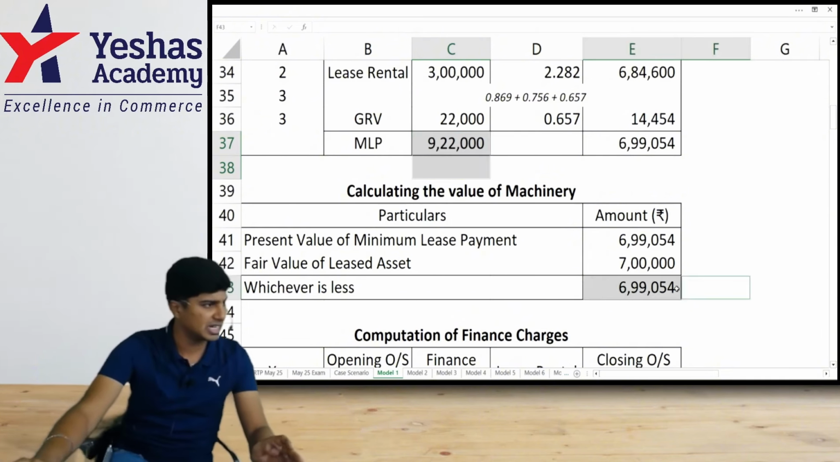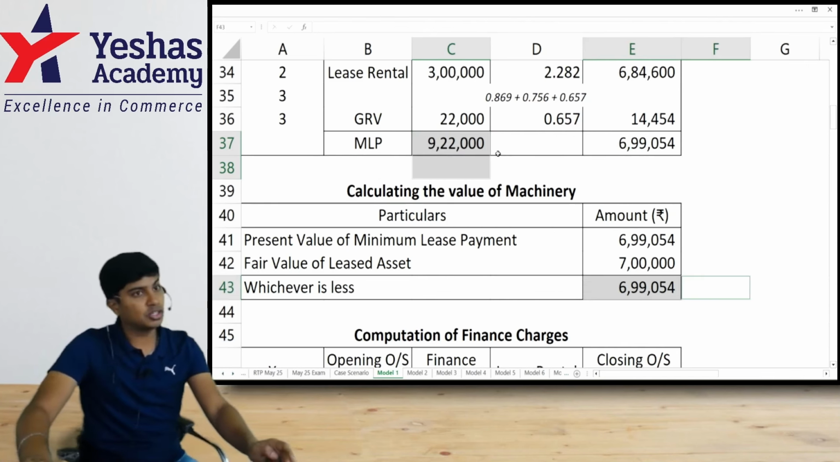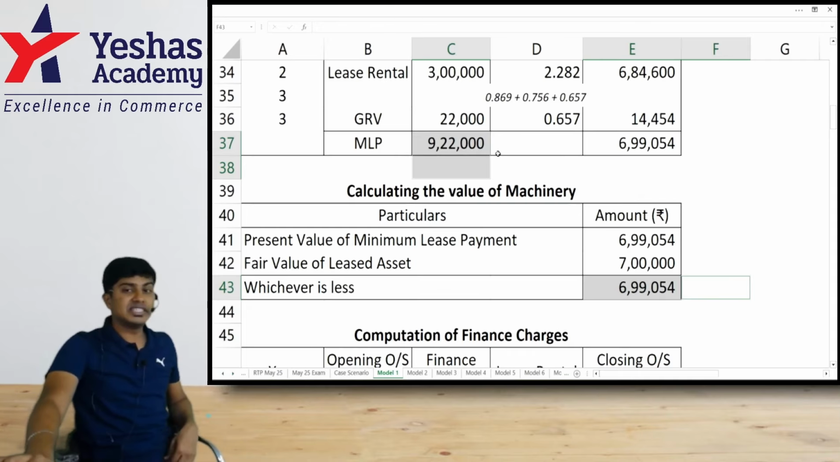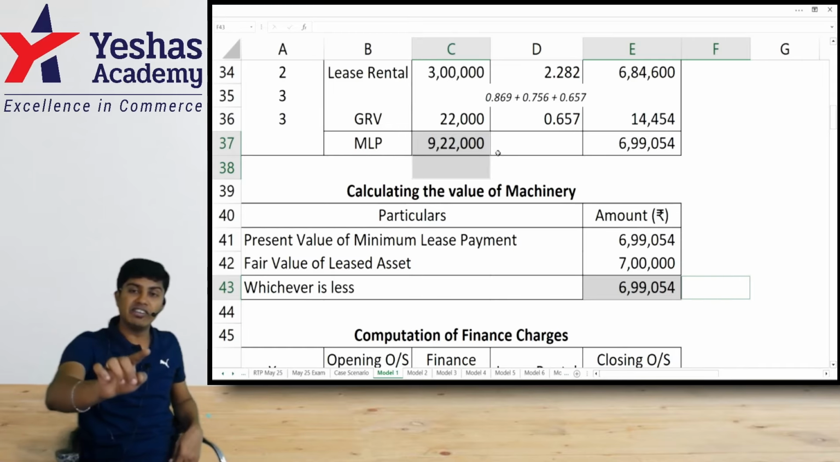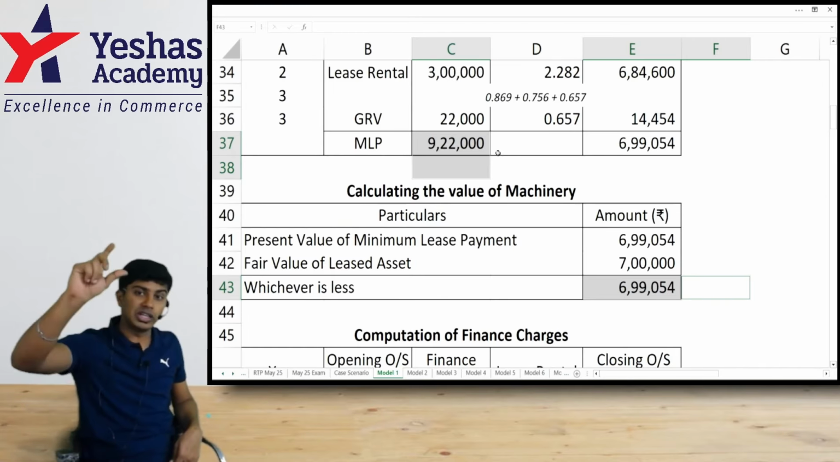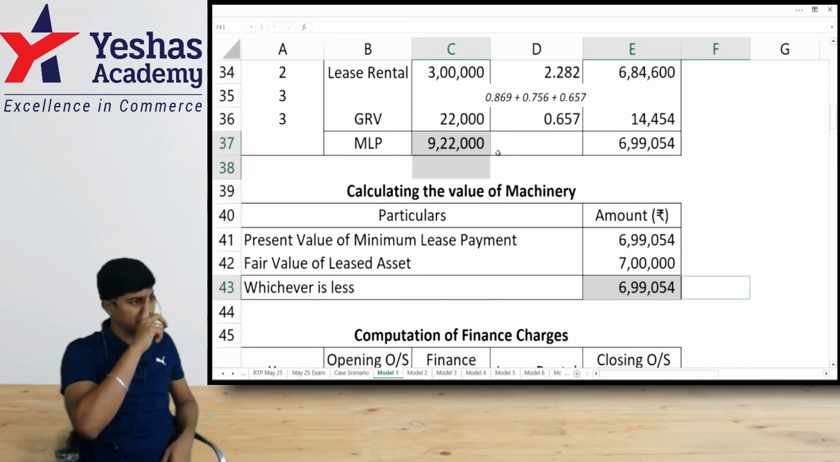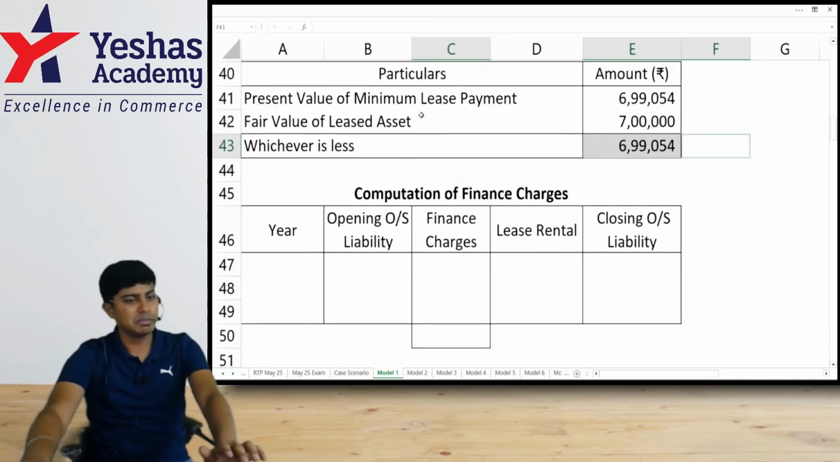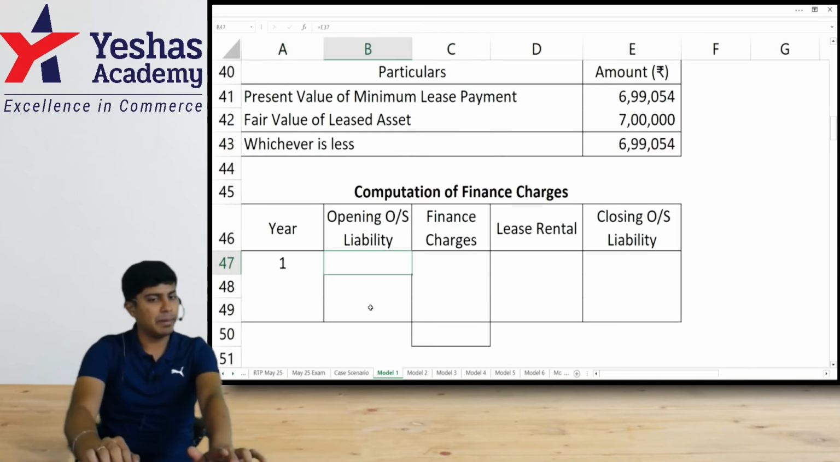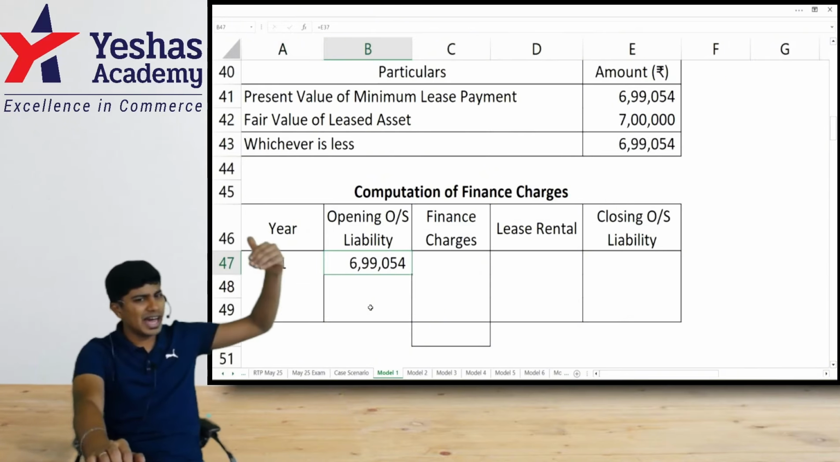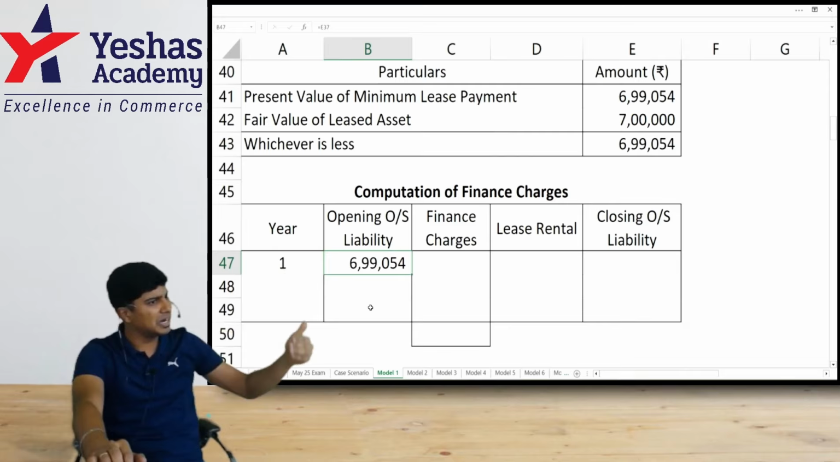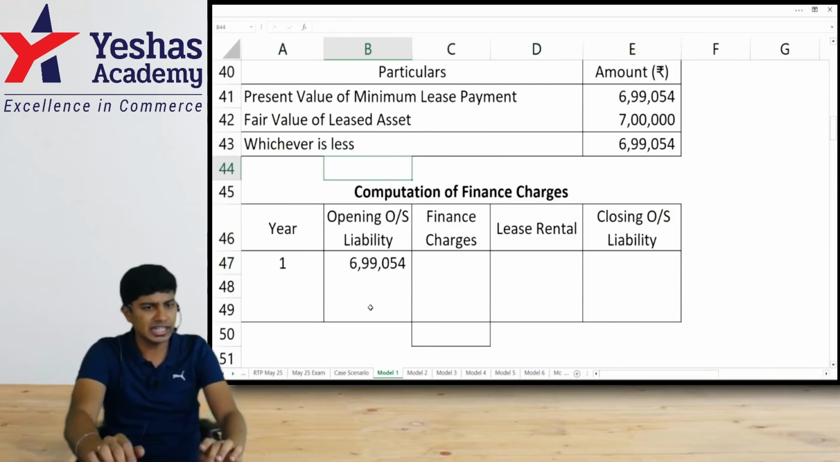6,99,054 is the value of the asset and value of liability. But you actually pay 9,22,000. Difference is your interest expense. We need to identify not interest expense in total, but interest expense for each year. How do we do it? Very simple. Year 1, your liability is recorded at 699,054. Why? Because you record the asset at 699,054. Liability also will be recorded at 699,054.